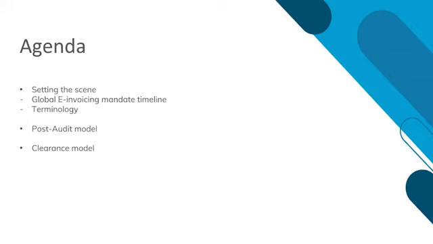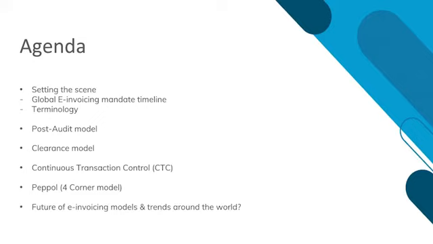We'll be looking at the concept of embedding continuous transaction controls, or CTCs, into these models. And we'll be looking at Peppol and the four-corner model that's associated with it. And then finally, I'll be looking at the future of e-invoicing. What models are we likely to see adopted, and what are the key trends?